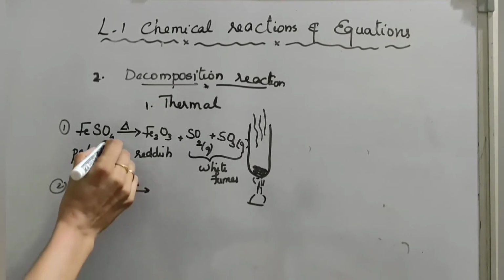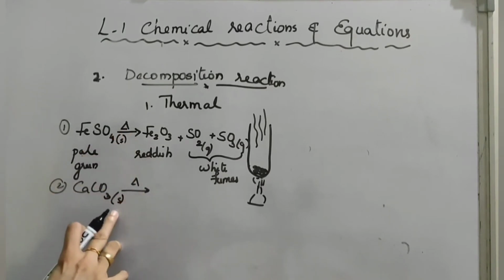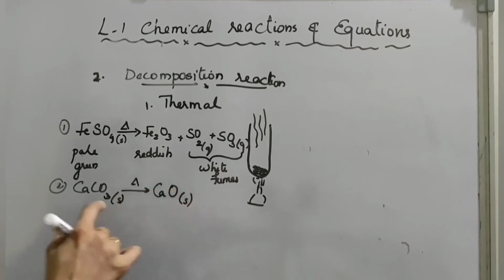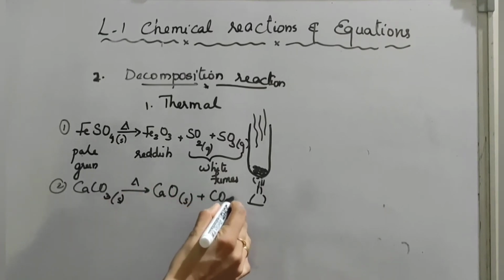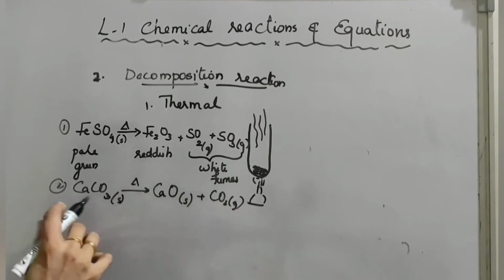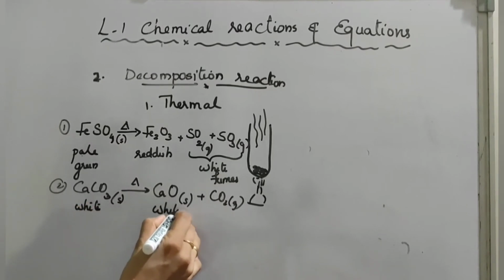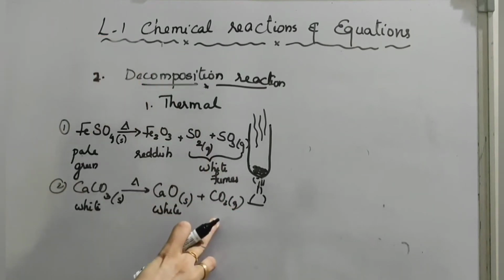These are all solid form. Here also, crystal means it is solid form. Calcium carbonate is also in white crystal form, so it is solid. Heat it, we get calcium oxide and carbon dioxide. Which gas is releasing? Carbon dioxide gas is releasing. The product is white only, but we can see colorless fumes coming, that is carbon dioxide gas.